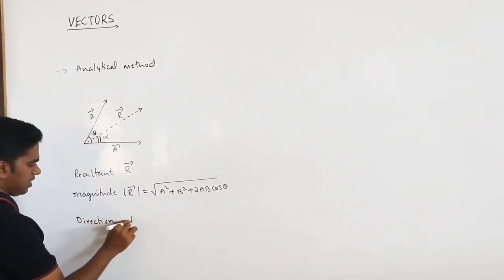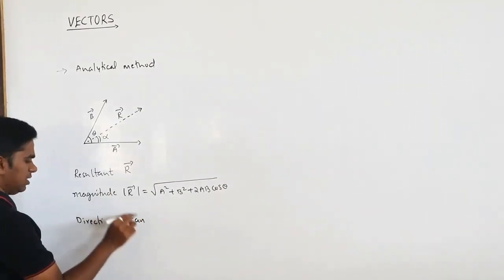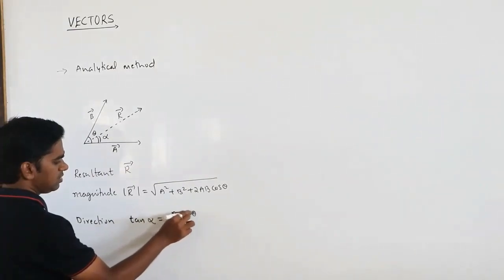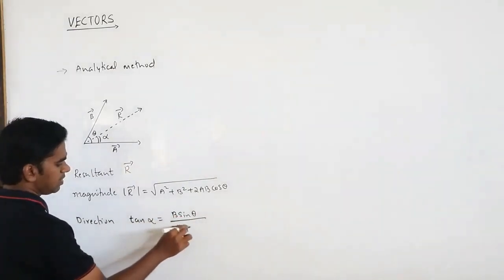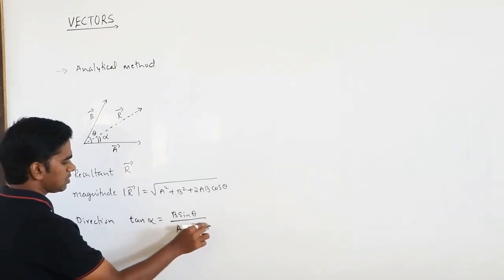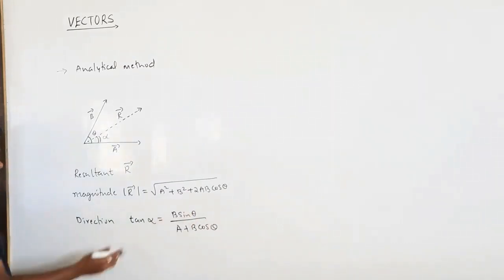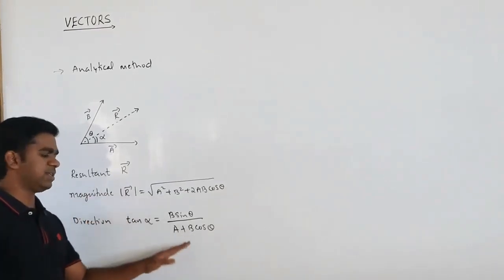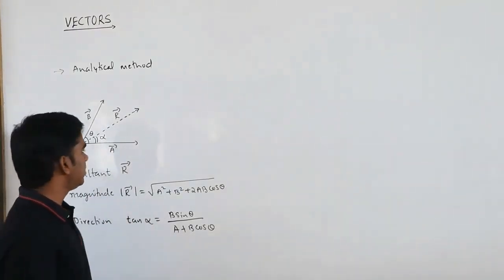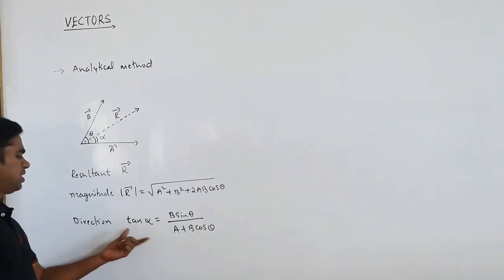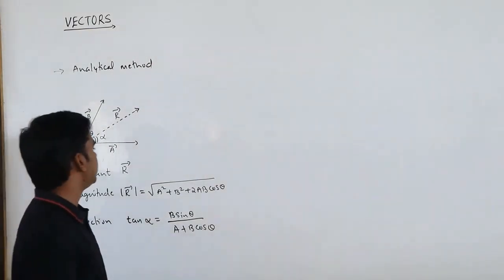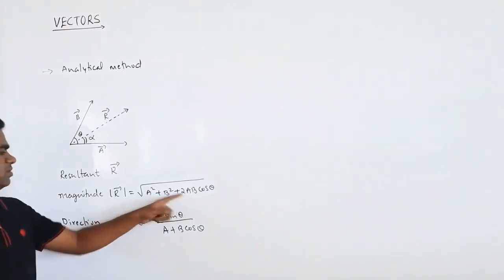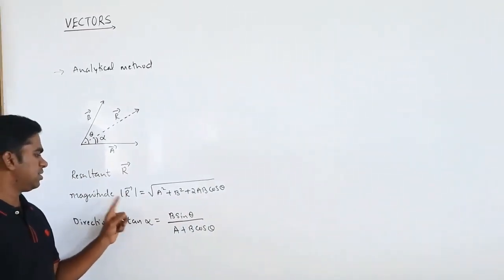Similarly, to find the direction we have to find alpha, not theta. tan alpha equals b sin theta divided by a plus b cos theta. If you want to find alpha only, you take tan inverse on that side. That we will see later. As of now, as a beginner, try to find tan alpha only. If I use this formula, the value may change based on theta.